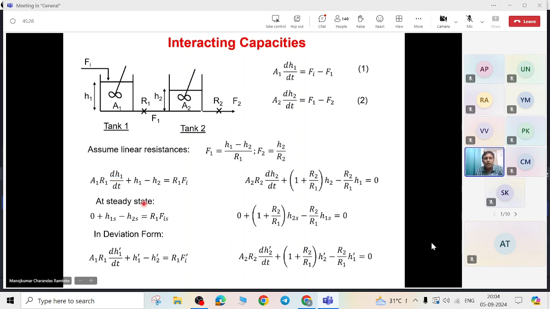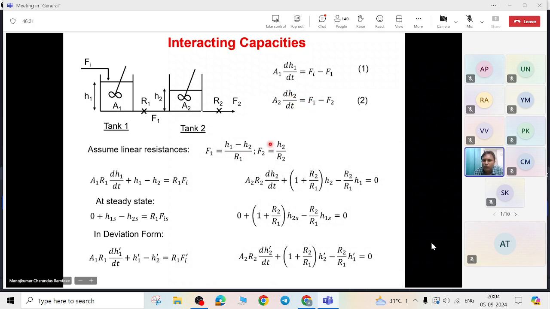Now this equation we can again write down at steady state. At steady state, this term becomes 0. This becomes H1s minus H2s, and that should equal R1 Fis, isn't it? Now if we subtract this steady state equation from the original equation, we get the equation in deviation form. So we get A1 R1 dH1 dash by dt plus H1 dash minus H2 dash, and that equals R1 Fi dash. Okay.